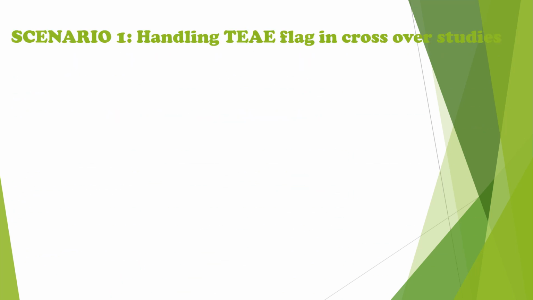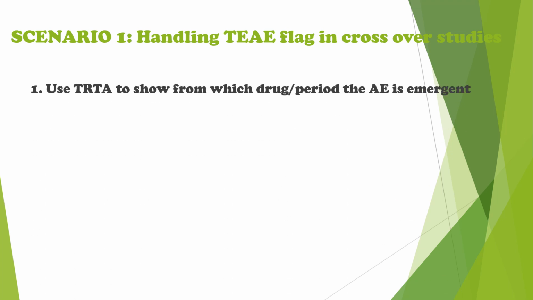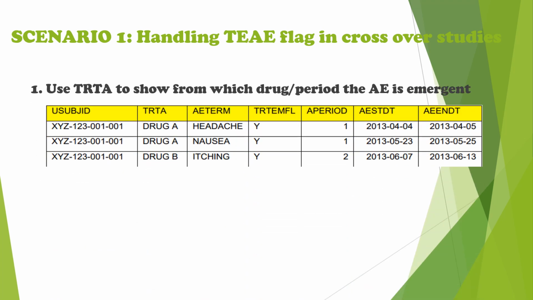When we have crossover studies where subjects undergo different treatments, deriving treatment emergent flag and tying them to the right treatment during which the AE occurred can be tricky. There are usually two approaches that we can take to deal with this situation. The first way is to use the TRT-A variable to identify during which study drug treatment the AE occurred.